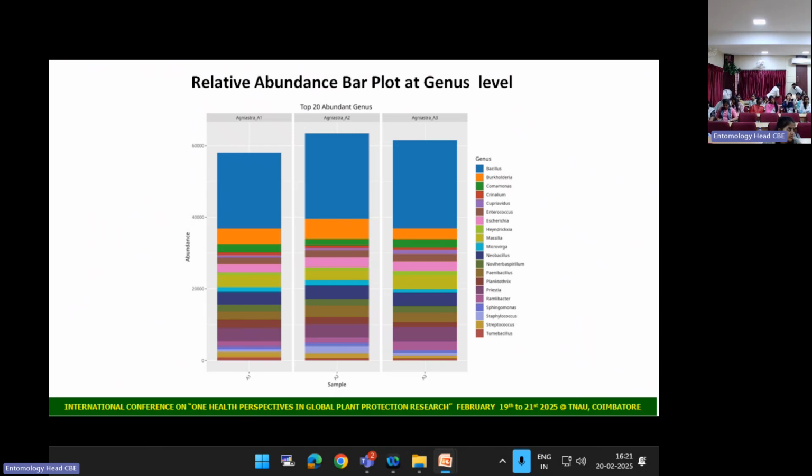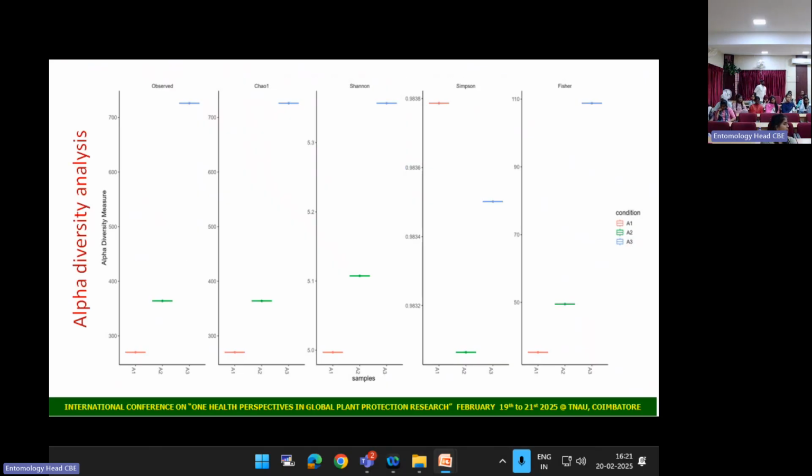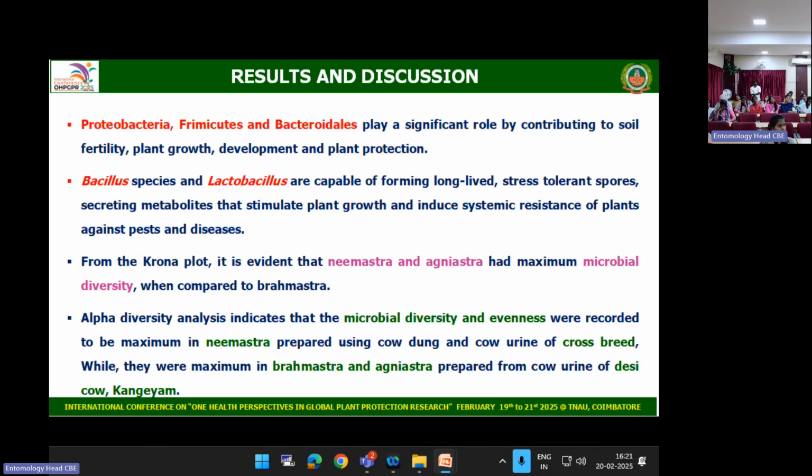Here, if you see the species level diversity, we could find most of the beneficial bacteria in this Agnyastra. That is the advantage. Most of the plant protection related biocontrol agents we could see here, except E. coli. And this is the alpha diversity analysis graph, which shows that B2 is effective with respect to diversity and richness, whereas A1 is very good with respect to the evenness of the bacterial diversity.